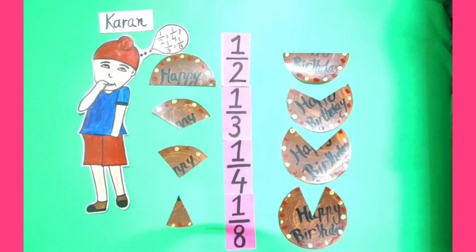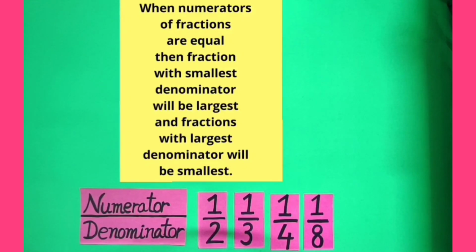So dear students, when numerators of fractions are equal, then the fraction with the smallest denominator will be largest, and the fraction with the largest denominator will be smallest.